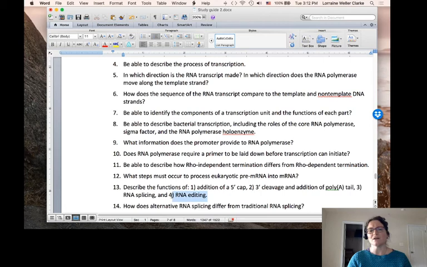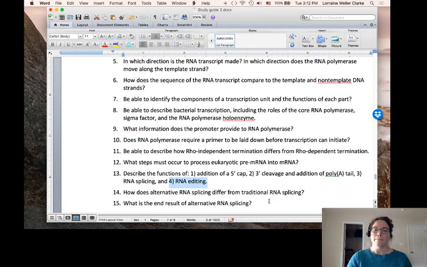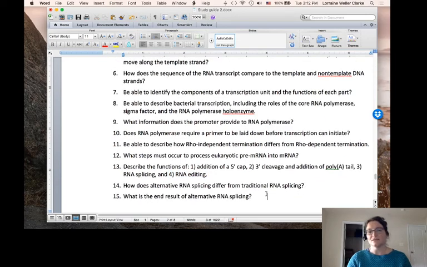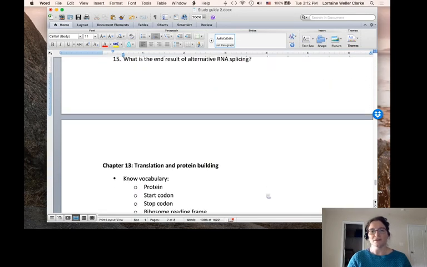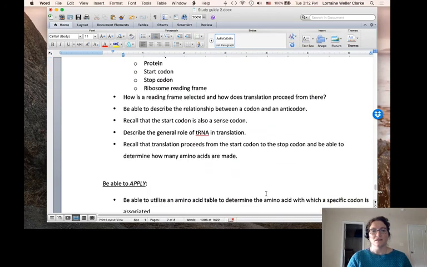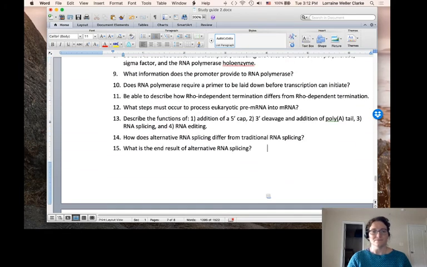We didn't talk much about RNA editing, but that's another way that your body can actually change the protein that comes out depending on the actual environmental needs of the body. Okay. Alternative, traditional. The end result of alternative. Okay. All right.